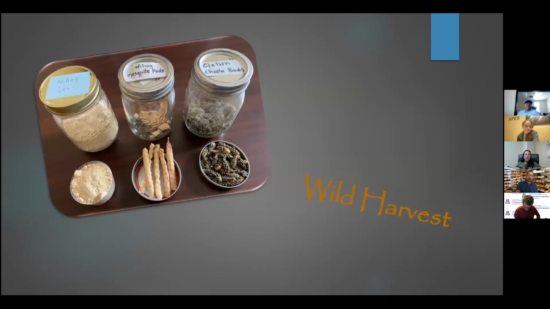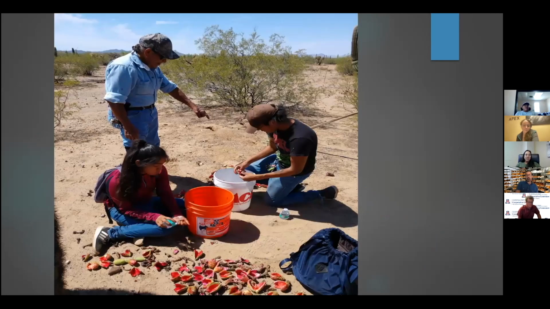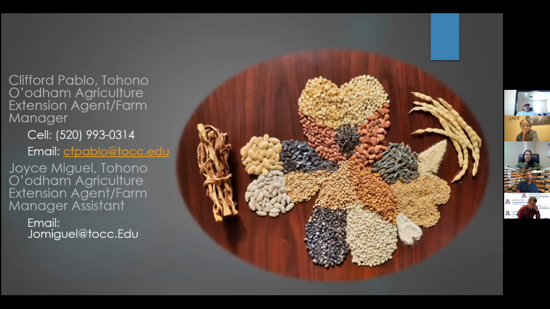We also do wild harvesting, and we have the cholla buds, which the season just ended. And then we have the mesquite pods, and there's the picture with the cholla flower. The interns also learn to go out and harvest the cactus fruit. And this is our picture of our seeds that we have. That's all I have. And this is our contact information. If any community members need assistance, they could contact Clifford Pablo.